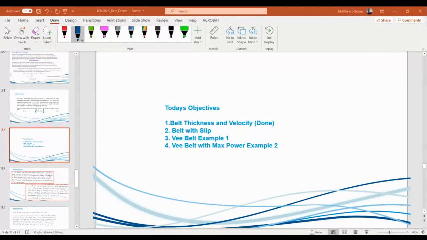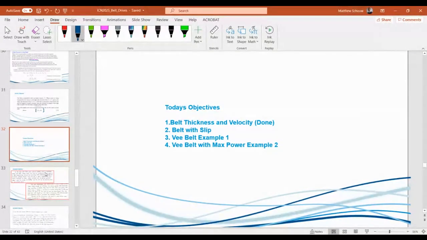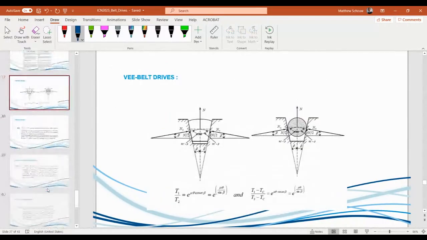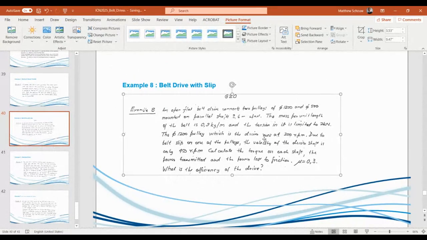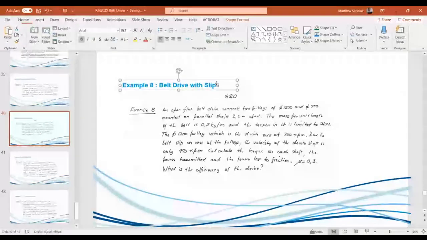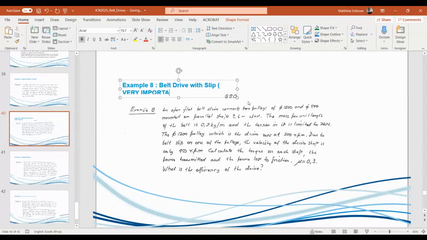So next one is belt with slip. We've been discussing belts assuming slip doesn't happen. But now the question is, what happens to the belt when it slips? And this is very important. In your textbook, on page G20, this is a very important problem. So this is what happens when the belt slips.